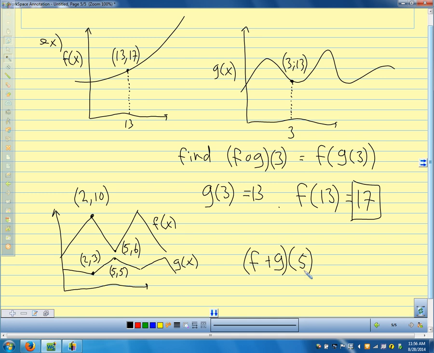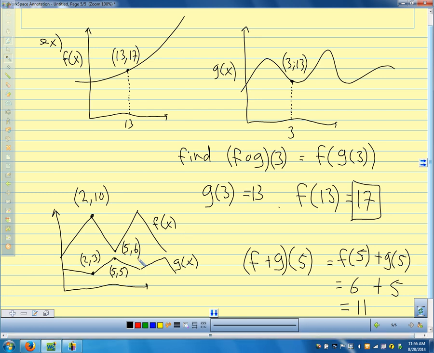How would we find f plus g of 5? Well, this is saying f of 5 plus g of 5. What's f of 5? 6. g of 5? 5, and that equals 11. So we just add the two values.